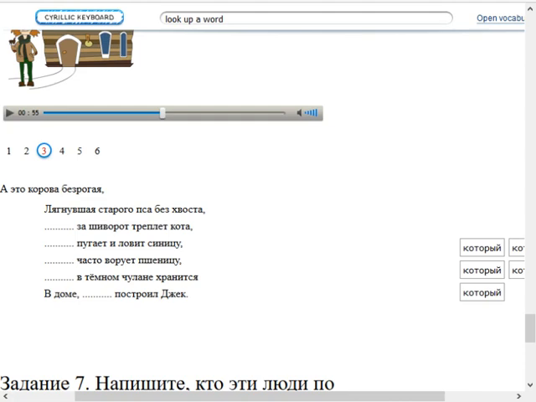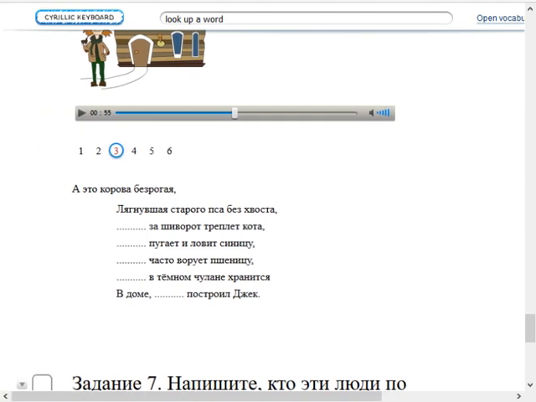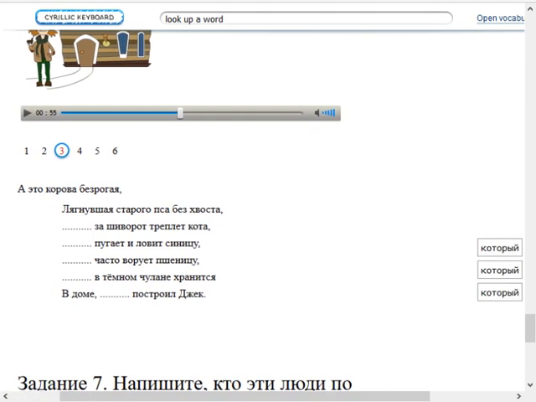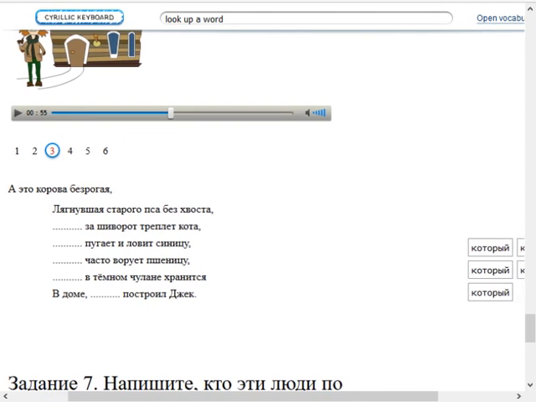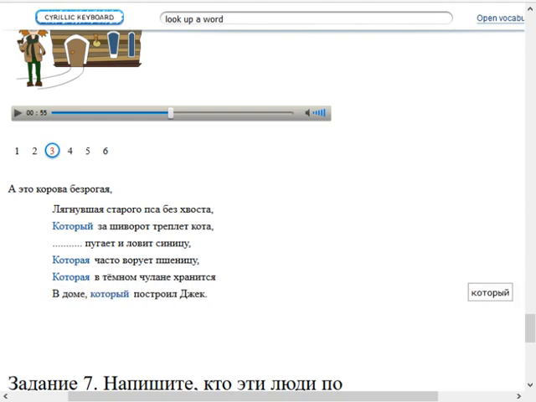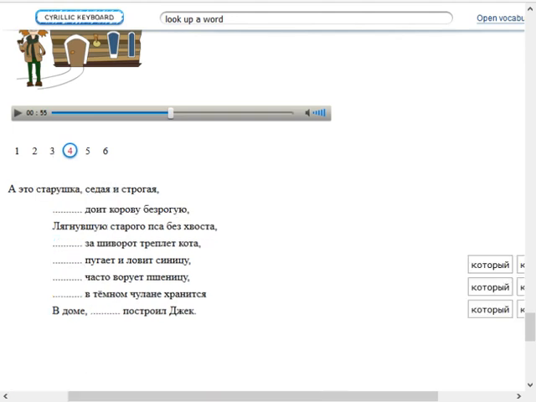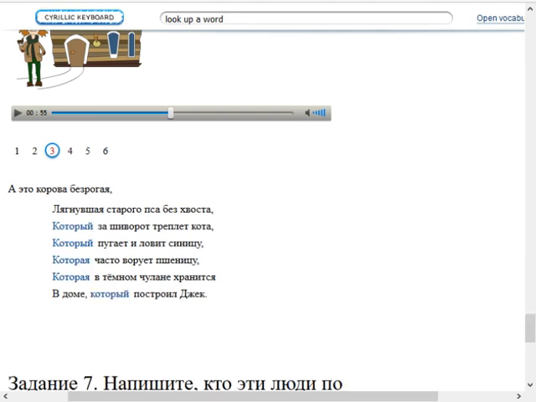Okay. Это корова безрогая. And this is the cow, which, okay. All right, I see. So hold on, let me go ahead and fill this stuff in. So, is this correct? Yeah, I think that's correct.